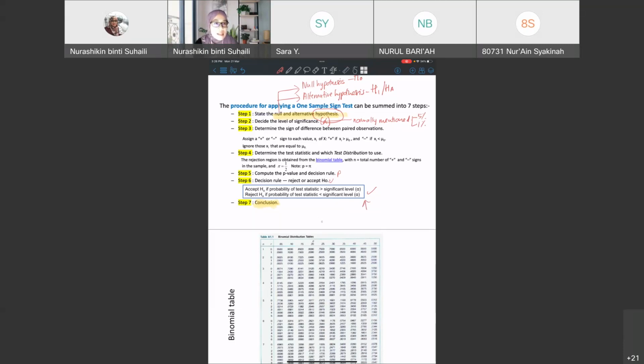The reason why I ask my students to remember only one condition is because I don't want them to mix up. Okay. So you just have to take note on this decision rule.